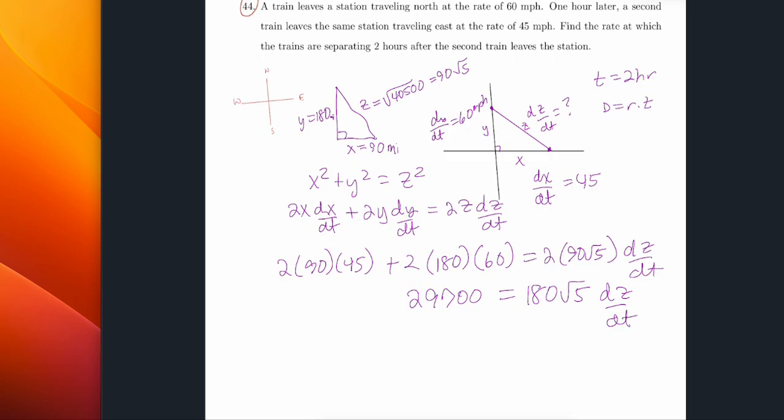Now we need to get that dz/dt by itself. So we have to divide both sides by 180 radical 5. Now 180 does go in perfectly into that 29,700 figure, so you actually get 165 over radical 5. Now let's talk about 165 over radical 5 and how to make it nicer. You should rationalize it. If you pop a radical 5 to the top, it would leave a normal 5 behind, but 165 is divisible by 5. So your answer is 33 radical 5 miles per hour.